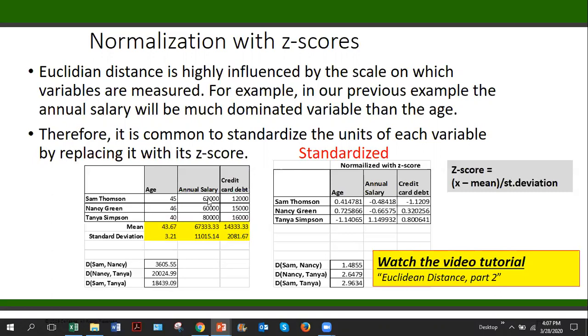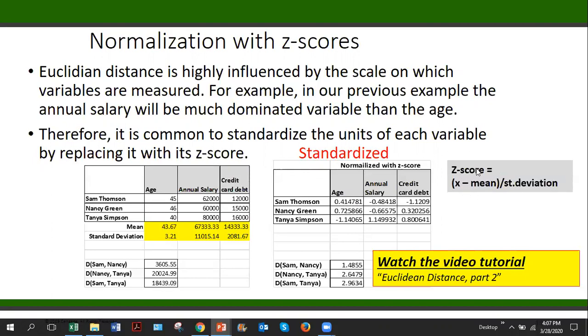That's why it's very common to standardize the units of each variable and replace them with the z-scores. Normalization is a good tool when the values are in very different scales. So how to calculate z-scores? Basically, we will replace each variable by its z-score or z-value.